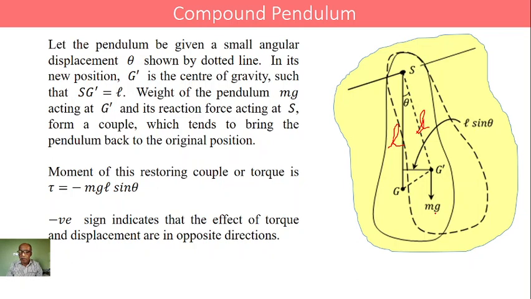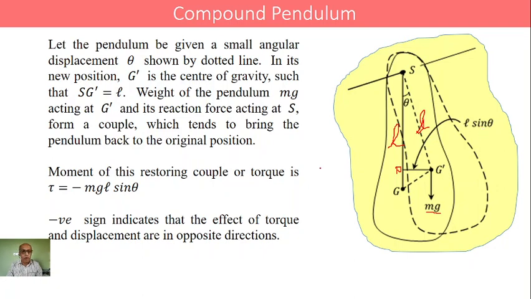Since mg is the weight of the body, which always acts vertically downwards, this mg can be resolved into two components. Let us take a point P, such that G dash P is equal to L sin theta.